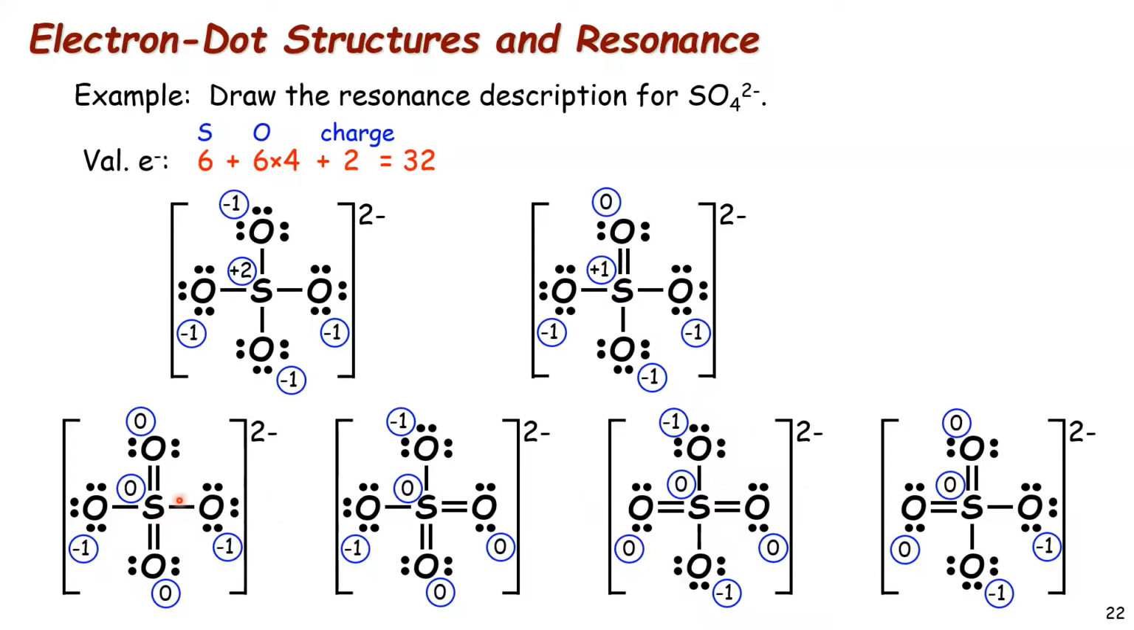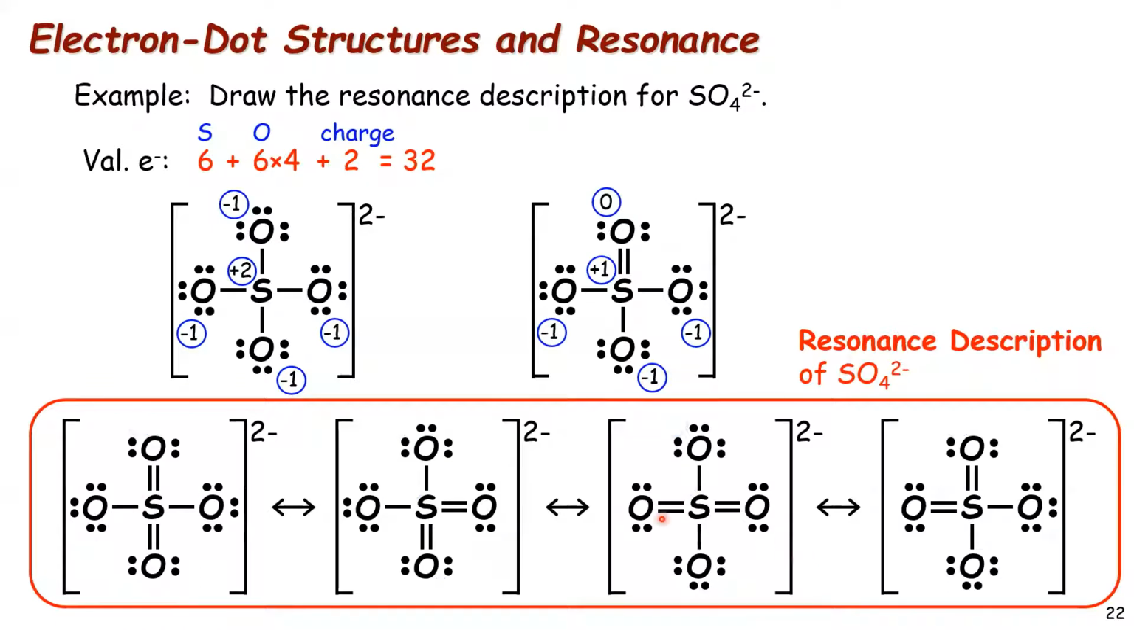Each one of these is called a resonance structure, including these. This is a resonance structure, this is a resonance structure, and all 4 of these are resonance structures. But we're only going to show the most probable structures, which are these 4 structures here with the best formal charges. We're going to put double arrows between all of them to indicate that this is our resonance description.